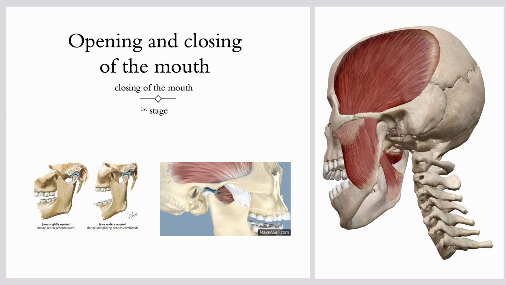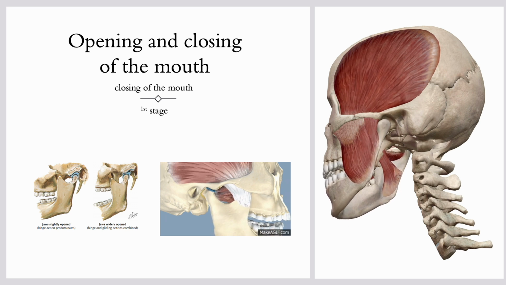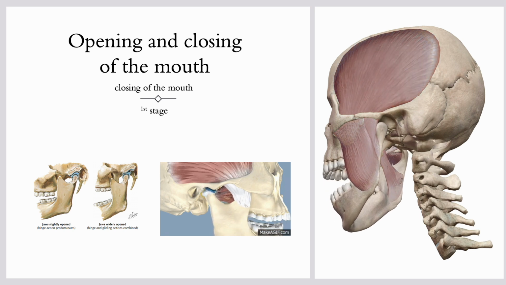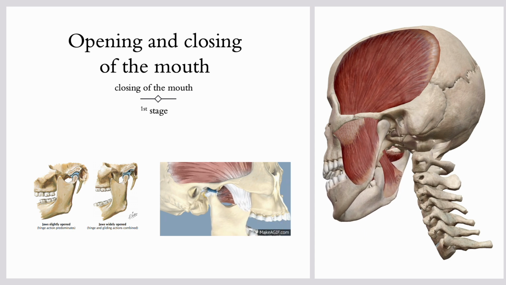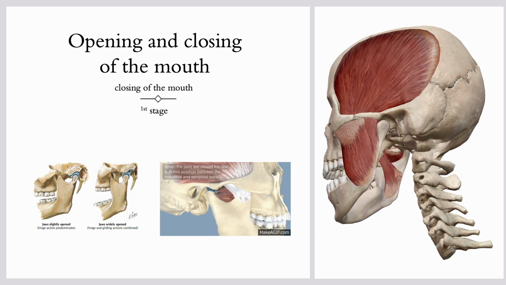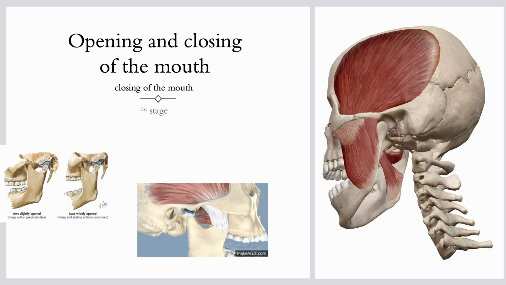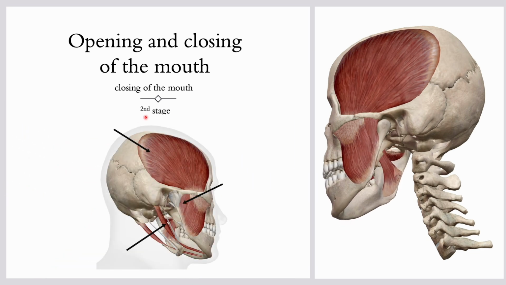In the first stage, the condylar disc complex moves backwards and upwards along the articular eminence, reducing the mouth opening from 40 to 50 millimeters down to about 20 millimeters. At this point, the second stage of movement begins. Moving now to the second stage.